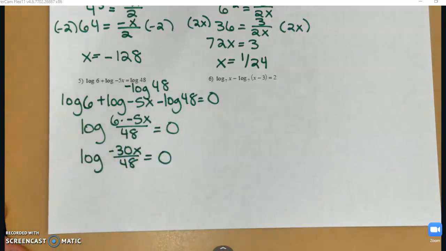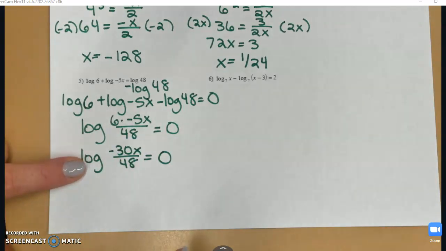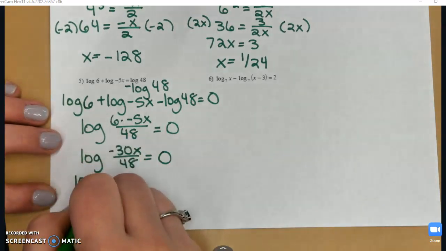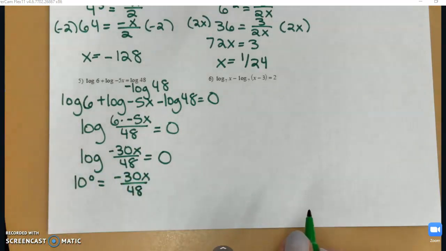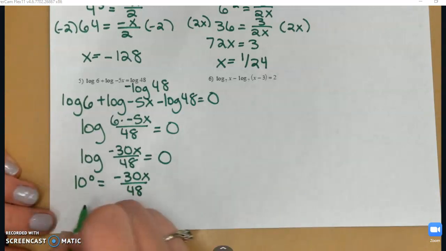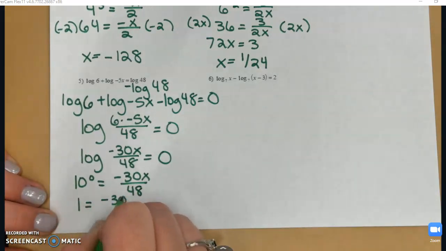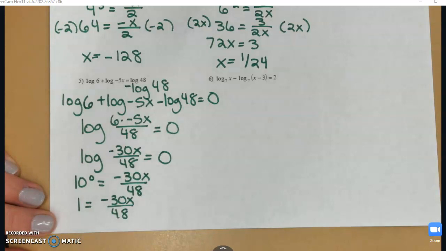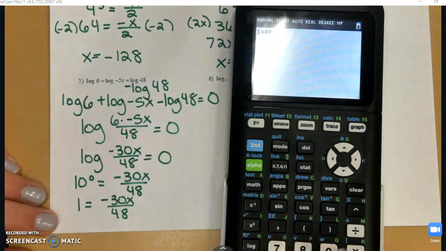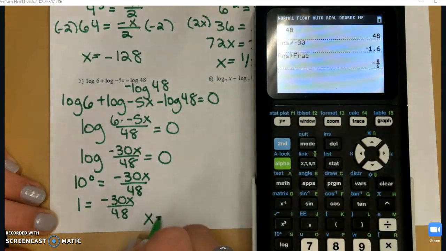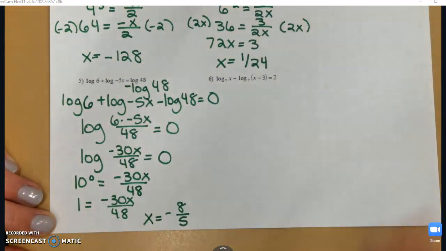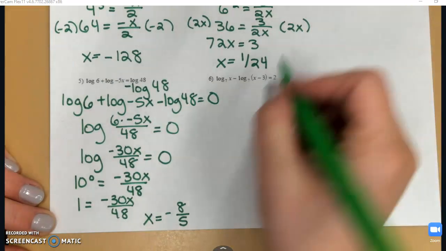Now I'm ready to write this as an exponential. Remember, when there's no number given for the base, we assume it's 10. So 10 to the 0 equals negative 30x over 48. Well, anything to the 0 power is 1. So I am going to be taking that 1 and I am going to multiply by 48 and then divide by negative 30 to get that x as a fraction. Sorry about that bell. It is negative 8/5. Okay, on to our final one.